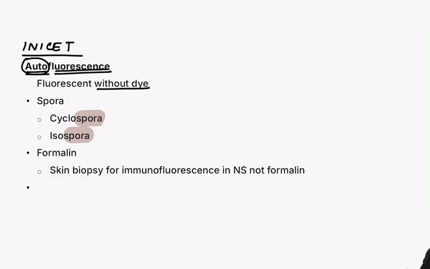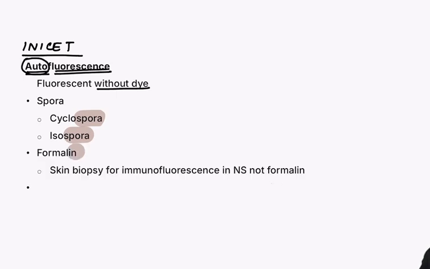So structures which are shining on their own, number one is going to be, I call them the Spora brothers. The reason is because they are named similarly, cyclospora, isospora. You put them under ultraviolet light, they will start shining. You don't need to add any auramine, rhodamine, acridine orange, calcofluor white, nothing. They will shine as soon as you put ultraviolet light on them. You will see them shining on their own. So autofluorescence. The next one is going to be formalin.